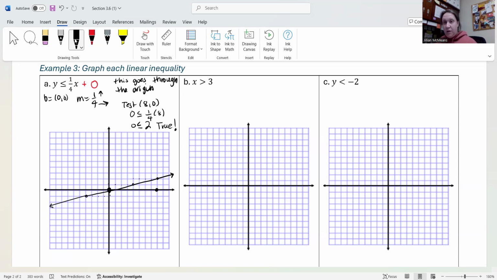So the ordered pair that we tested was the point 8, 0. I've got that plotted here on the x-axis. It gave us a true statement when we plugged it in. So it tells me that is part of the solution. So I want to shade the half plane that contains that point.